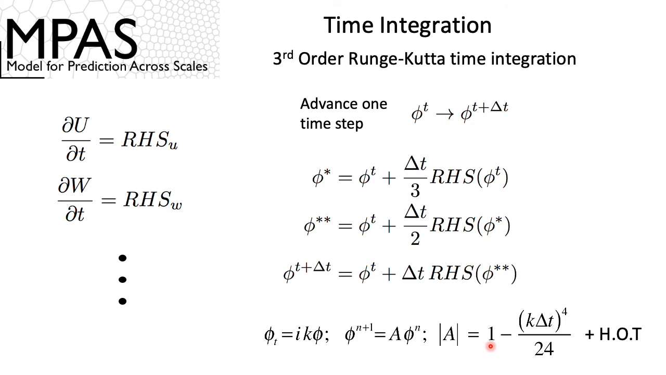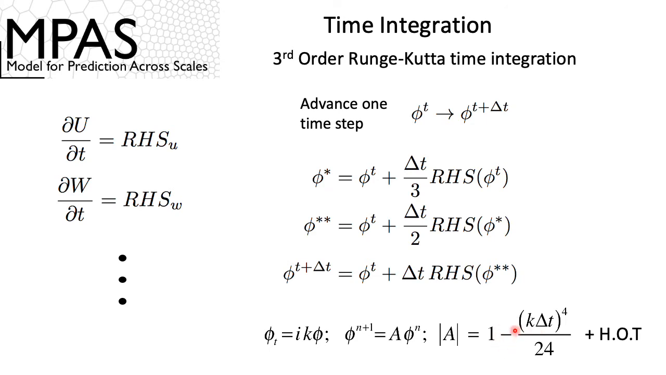And this third order Runge-Kutta scheme gives us an amplification factor of 1 minus the frequency times delta t to the 4th over 24, plus higher order terms, meaning delta t to a higher power than 4. What this is telling us is that this is a third order scheme. It gives you the correct solution through k delta t cubed. And it also tells us, given this is a negative sign here, that the solution decays. So the scheme is stable. The solution will just slowly decay in time.